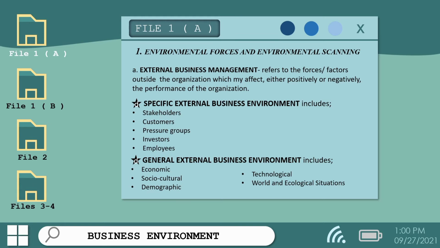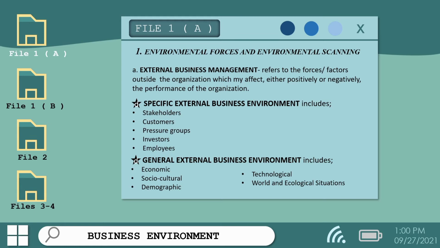And when we talk about macro environment, it consists of the general factors that a business typically has no control over. There are 6 factors that affect the macro environment, or we can call it the general factors, and this includes economic, sociocultural, politico-legal, demographic, technical, and world and ecological situations. What are these?